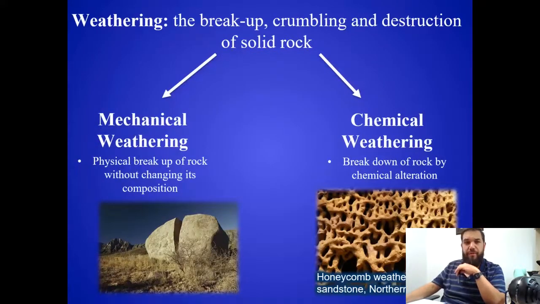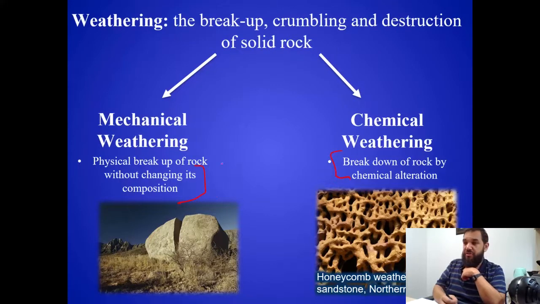There are two types of weathering. Okay, so this is question number 2. There are two types of weathering: mechanical weathering and chemical weathering. What is the difference between mechanical weathering and chemical weathering? The difference is mechanical weathering breaks the rock without changing its composition. Chemical weathering breaks down the rock but changes its chemical composition.